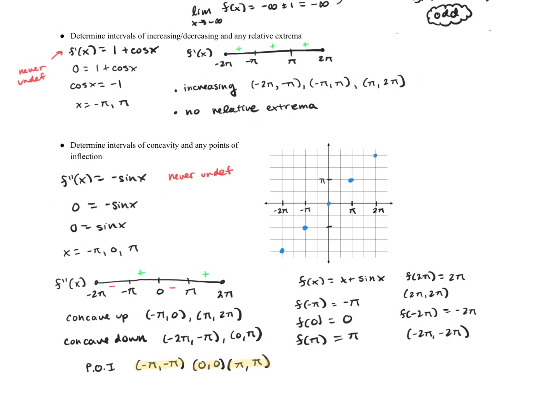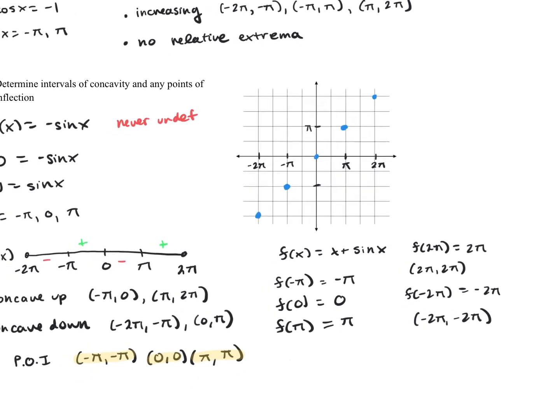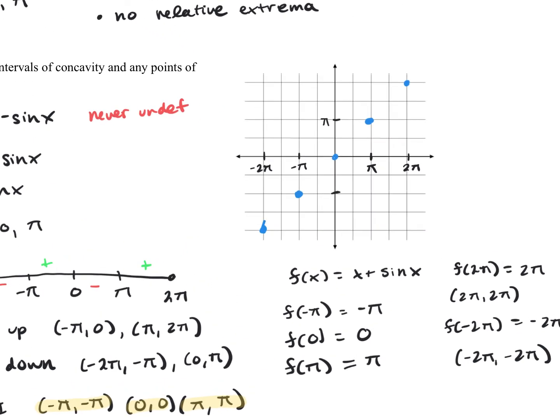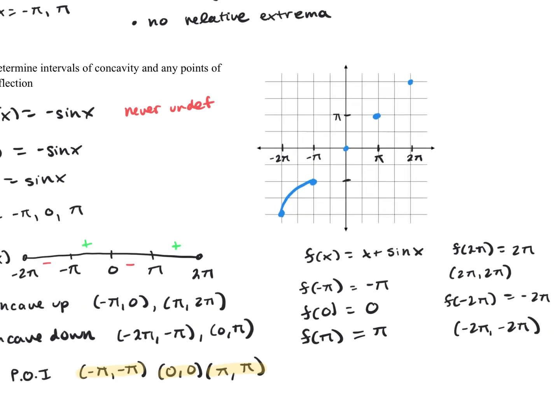So remember, this function is always increasing. So we know from left to right our graph is going to be going up. So really, the only way we can make our graph more accurate now is taking into consideration our concavity. If we didn't know about concavity, we might just connect the dots and think it's a straight line, but that's not a very accurate graph, because we know between negative 2 pi and negative pi, our graph is actually concave down. So it wouldn't just be a straight line, it would be kind of an arced line like that, to show it's concave down.